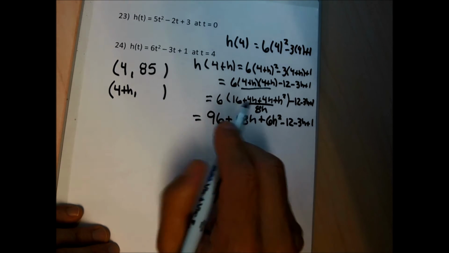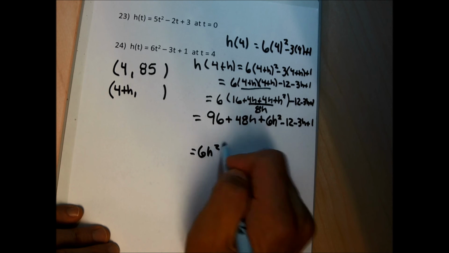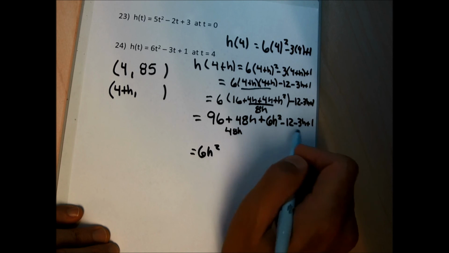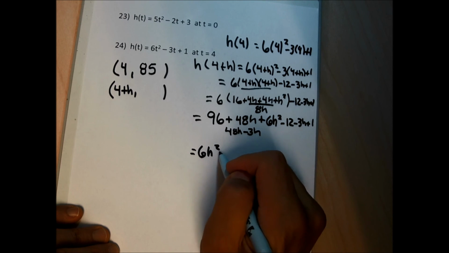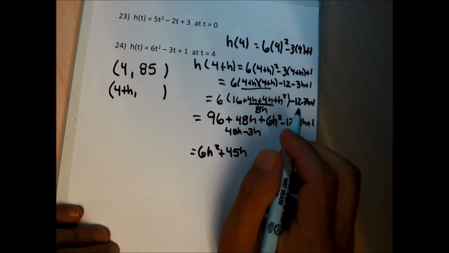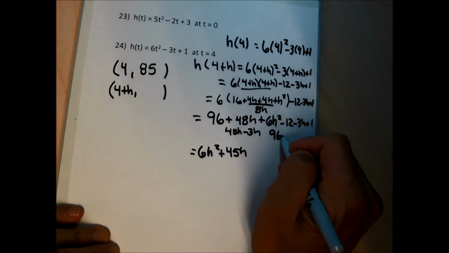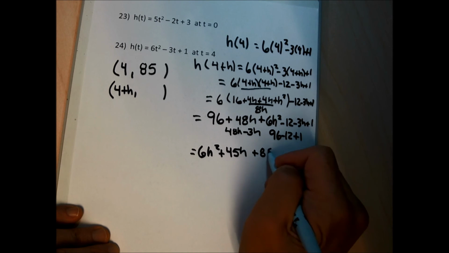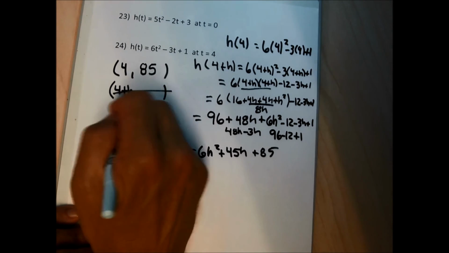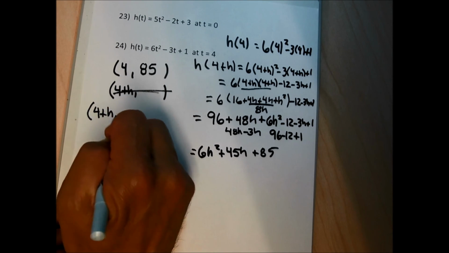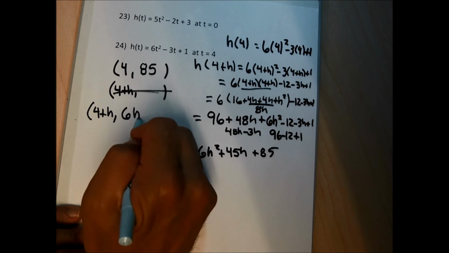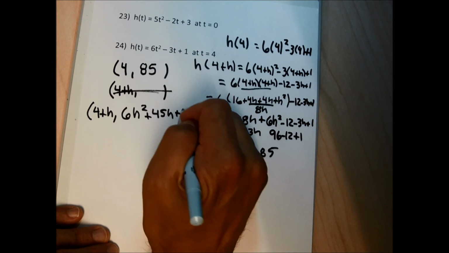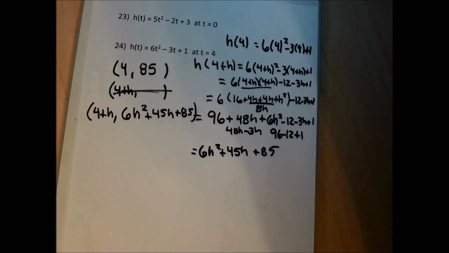All right, the 6h squared I'm going to write first. And then for the h terms, I have a plus 48h minus 3h. That's going to be a plus 45h. And then for the numbers, I get plus 96 minus 12 plus 1. And that's a plus 85. I don't think I left myself enough room to write this. So the second point is going to be 4 plus h, comma, 6h squared plus 45h plus 85. Now I have my 2 points.